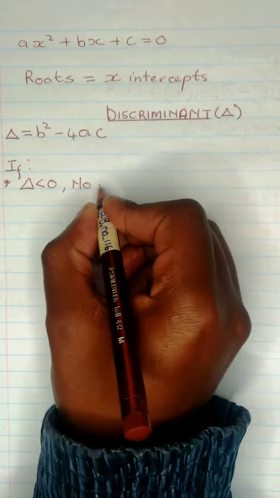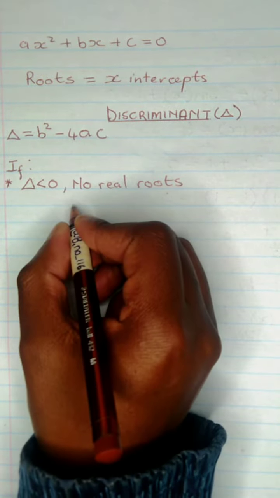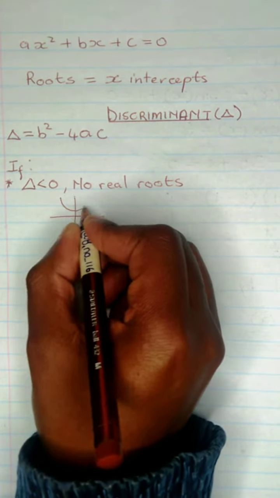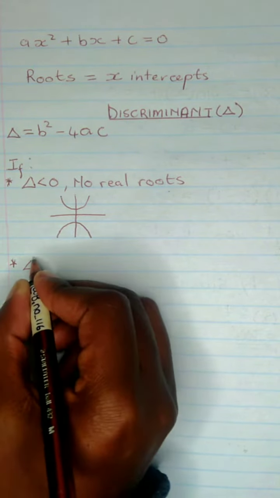So if your discriminant is less than 0, which means it's negative, then you don't have any real roots, which means the graph doesn't touch the x-axis, because you can't have a square root of a negative number.